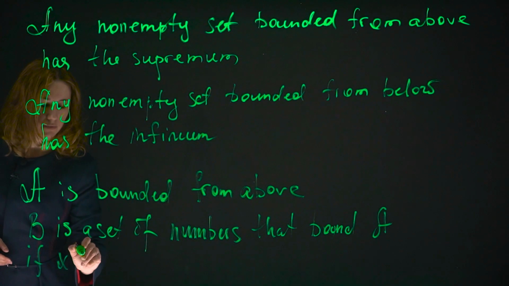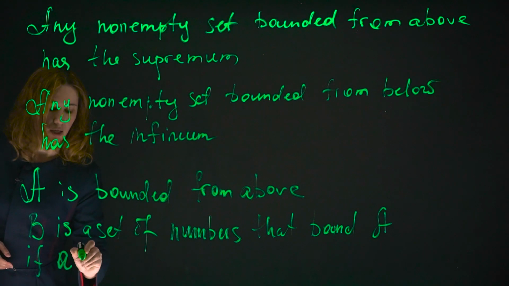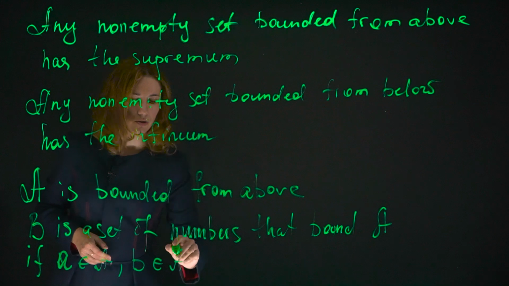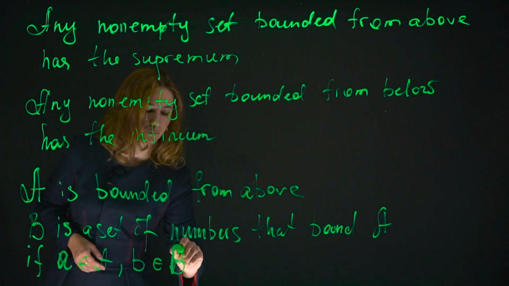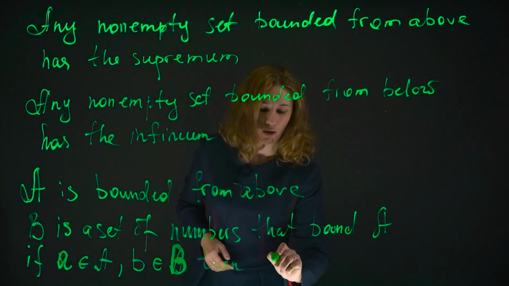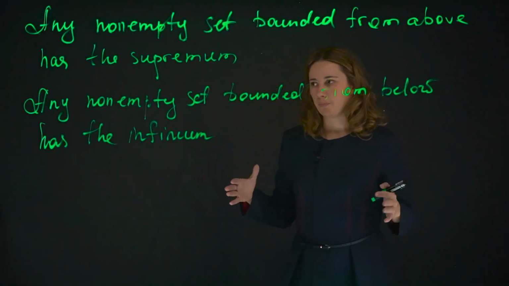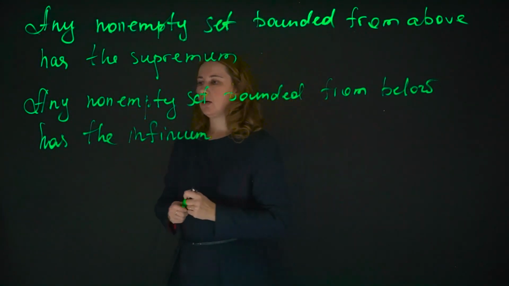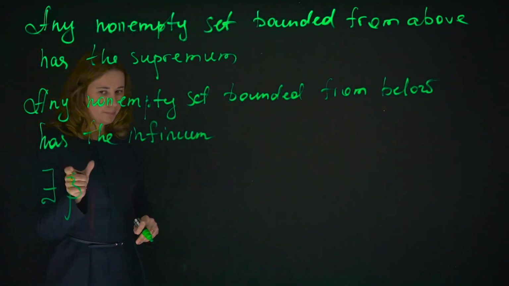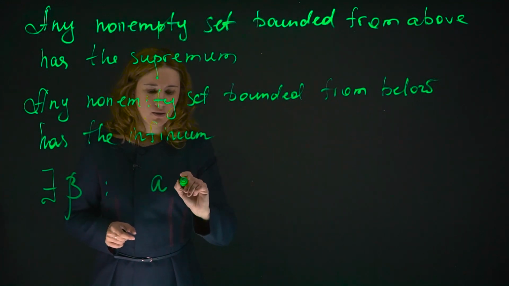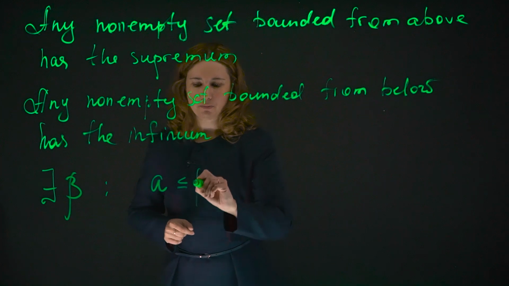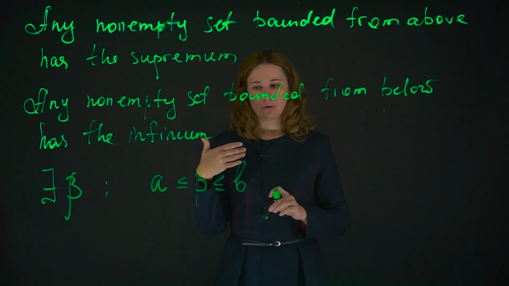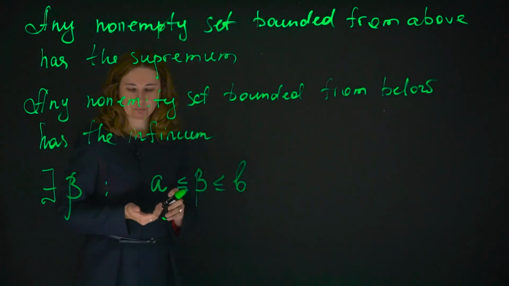If A is an element of A and B is an element of B, then A is less than or equal to B. Then, according to the continuity property of real numbers, there exists a number beta such that A is less than or equal to beta, and beta is less than or equal to B. So the following double inequality holds for our A and B.